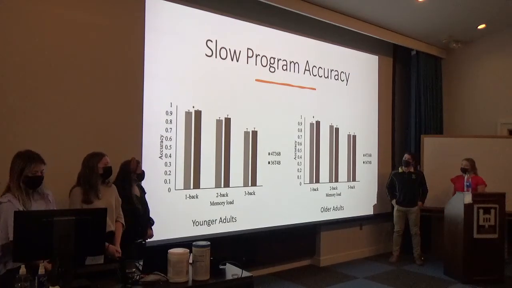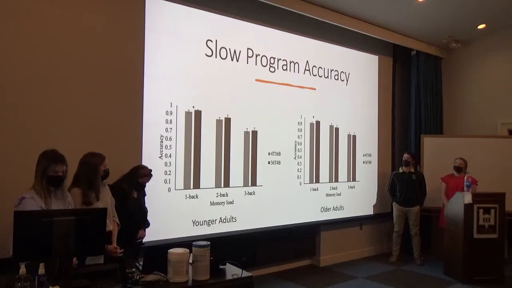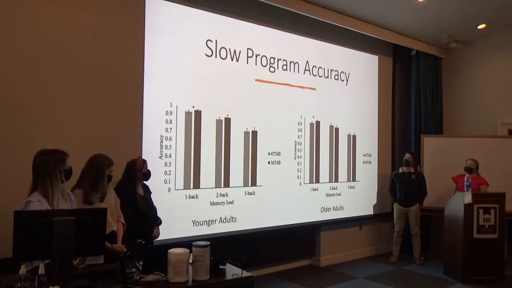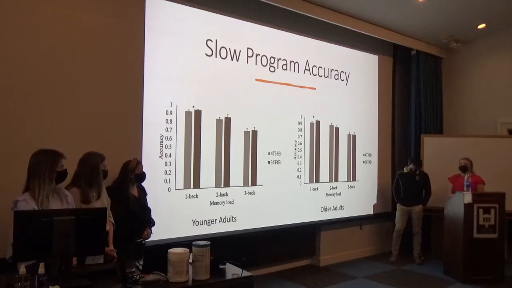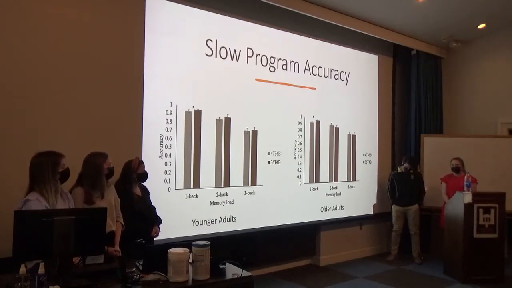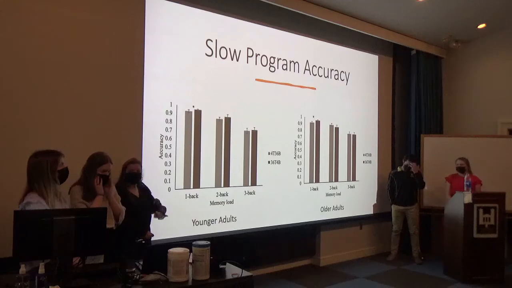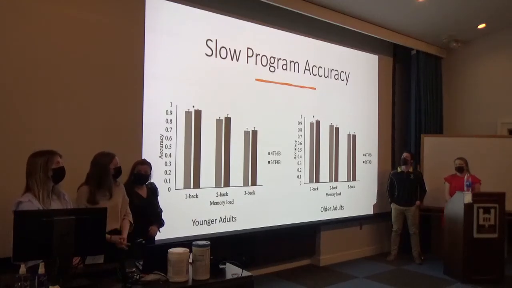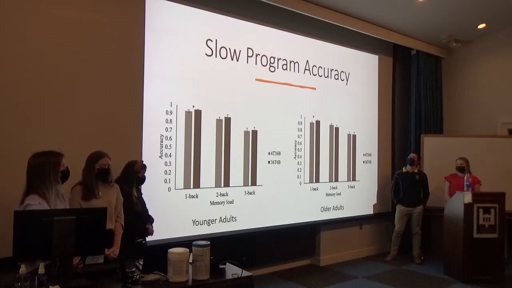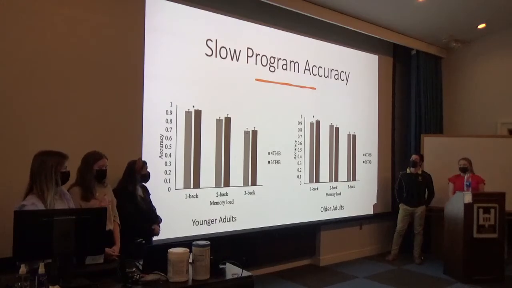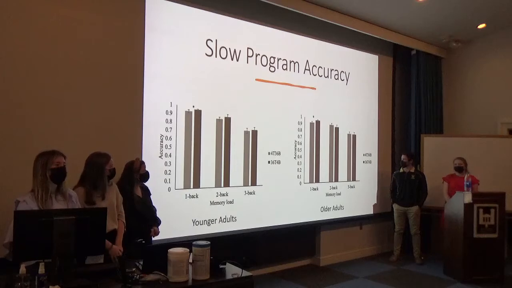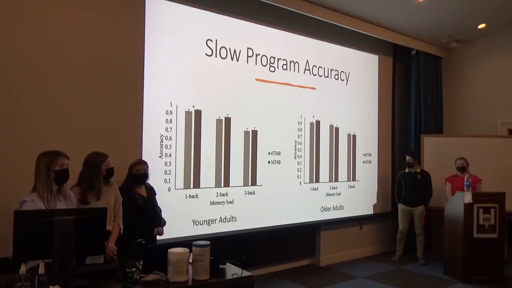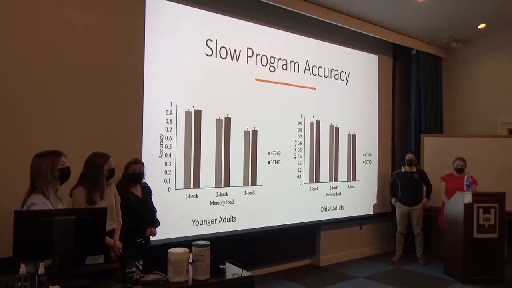And for the slow program, our results showed that as memory load increased, accuracy decreased, just as the previous program did. We also found significant effects for the timing in this program, but they are different than the ones we found for the mixed program. So for the slow program, the effect was found for younger adults and older adults the same, that when the participant was looking at the letter for a longer period of time, this increased their accuracy significantly, but only for the 1-back.